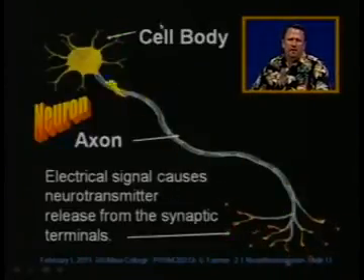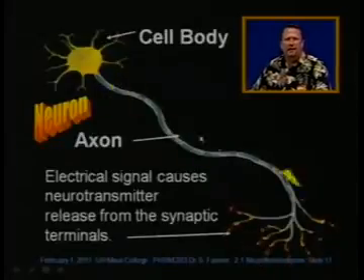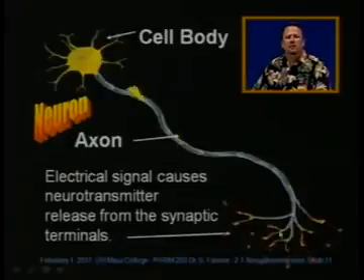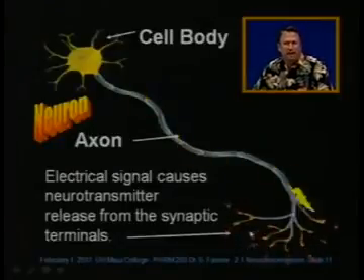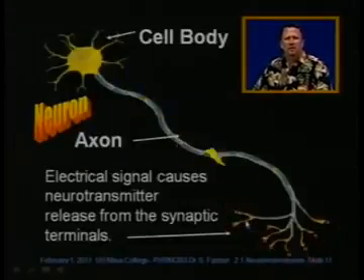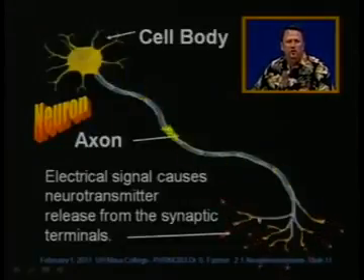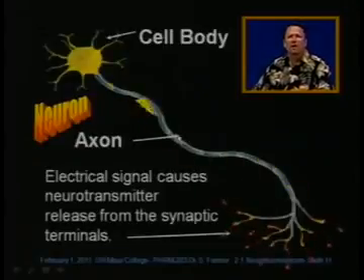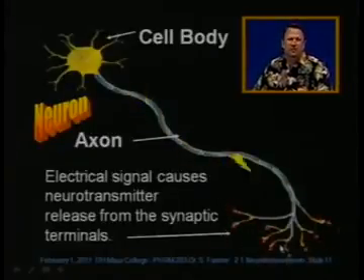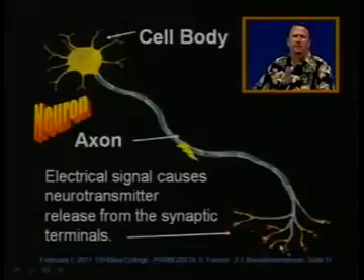All right, so here's my neuron, the cell body. The axon carries that electrical signal called an action potential. And that action potential, that electrical signal, causes neurotransmitter to be released from something called the synaptic terminals. We'll talk about that. And so these little red dots coming from my neurons are supposed to be neurotransmitter that comes from the neuron when it's being signaled with this action potential. So the action potential causes neurotransmitter to be released from the synapse.